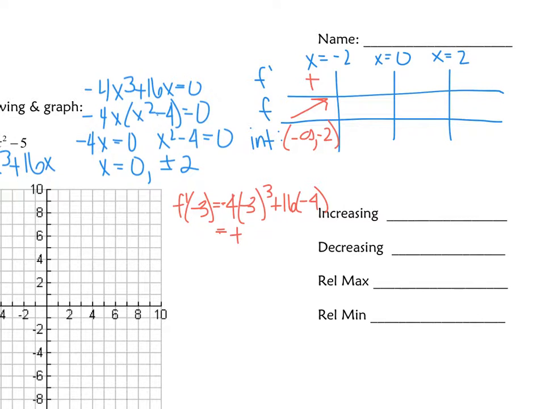Now I need to test a point in between negative 2 and 0, so I'm going to test negative 1. Once again, all we care about is if it's positive or negative. In this example, it's going to be negative. So if f prime is negative, then our original function is decreasing. And our interval is just going to be the space between these two critical points, so negative 2 to 0.